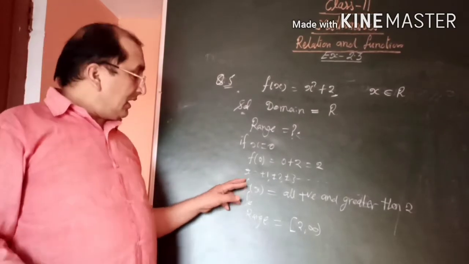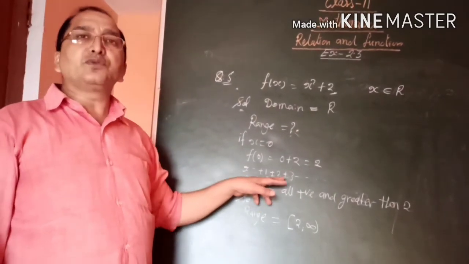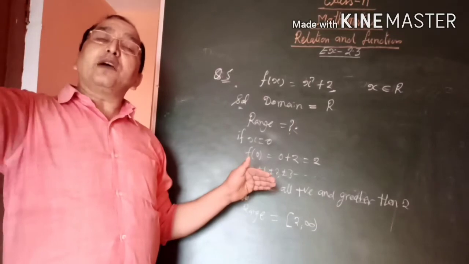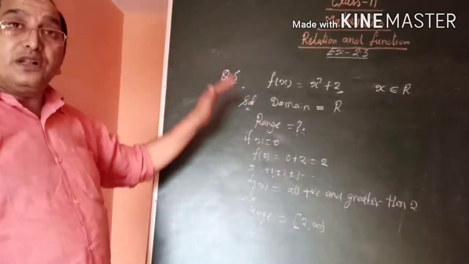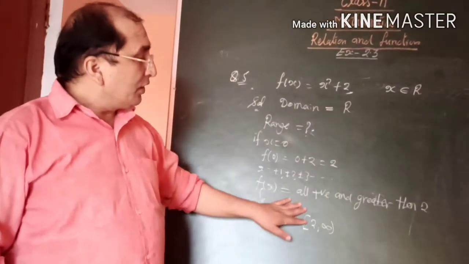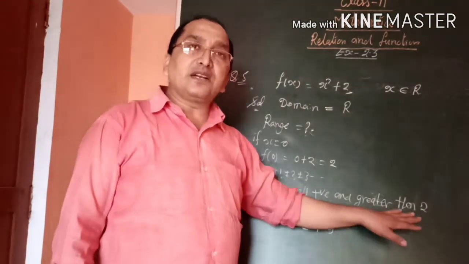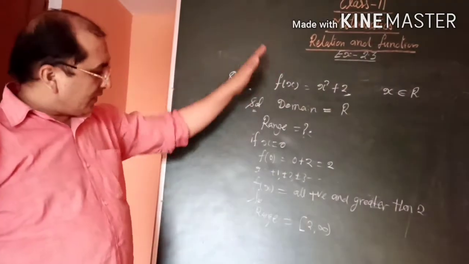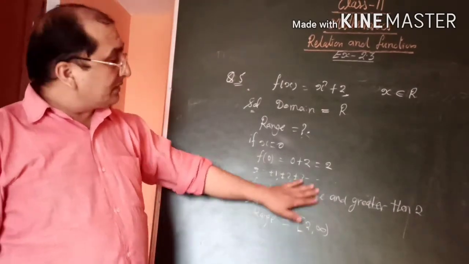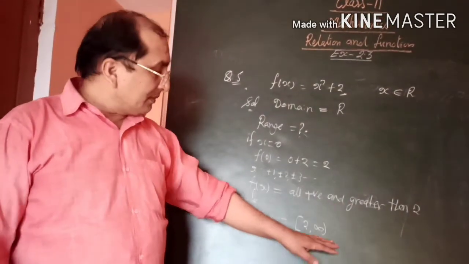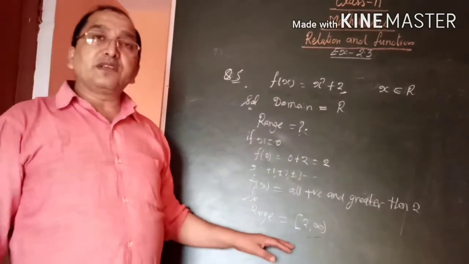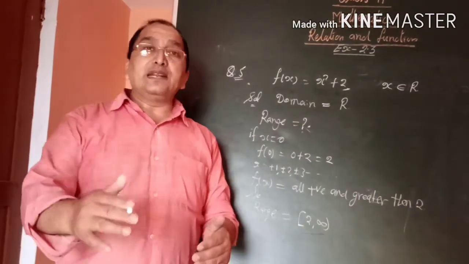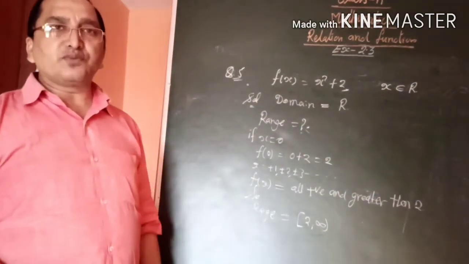Then for the other values, x equal to plus minus 1, plus minus 2, plus minus 3 and so on up to infinity, for all these values the function will be positive numbers greater than 2. So the range of the given function is from 2, the minimum value, up to infinity. So this is the range of the given function, 2 comma infinity, and the rest, the third part, you have to try yourself.